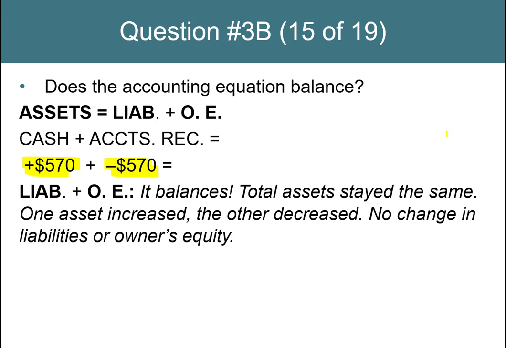So we are looking at the accounting equation. Assets is equal to liability plus owner's equity. Both accounts fall under the assets category. So there will be an increase in cash, a reduction in accounts receivable, but there will be no change in liability and owner's equity. So it balances.